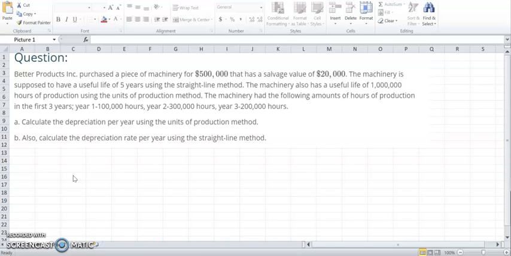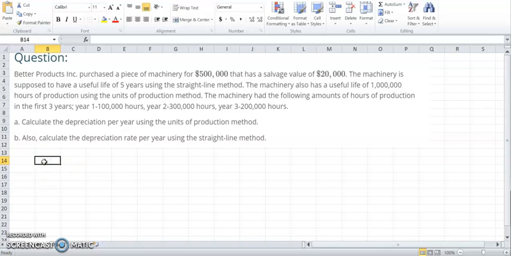The machinery had the following amounts of hours of production in the first 3 years. Year 1, 100,000 hours. Year 2, 300,000 hours. Year 3, 200,000 hours. Calculate the depreciation per year using the units of production method, and also calculate the depreciation rate per year using the straight line method.